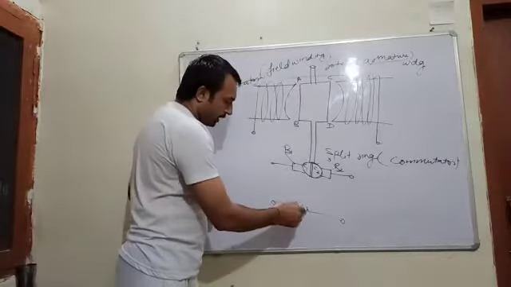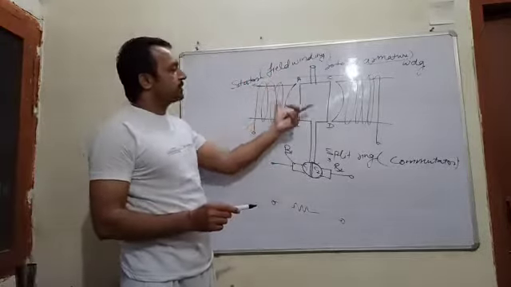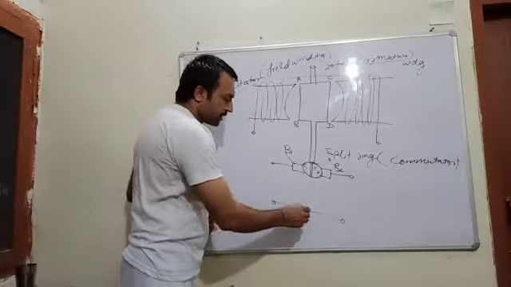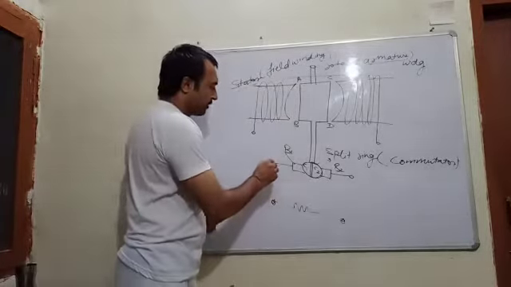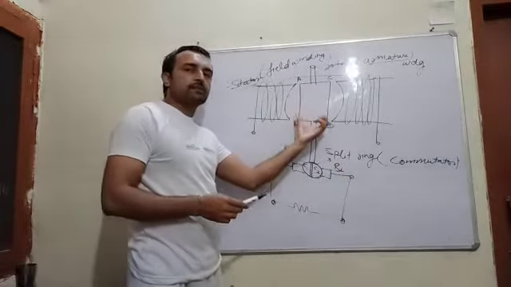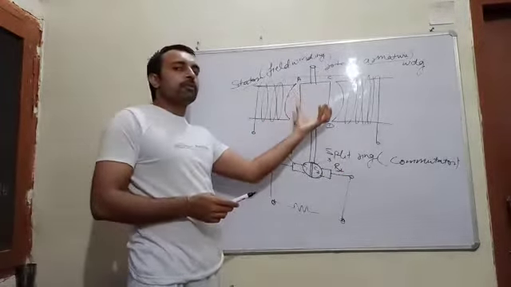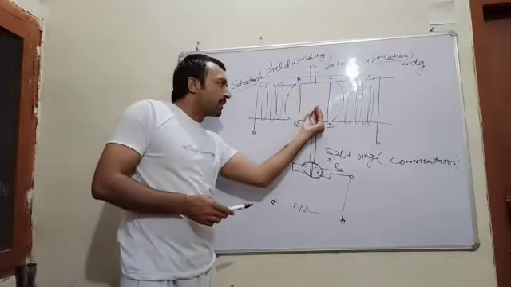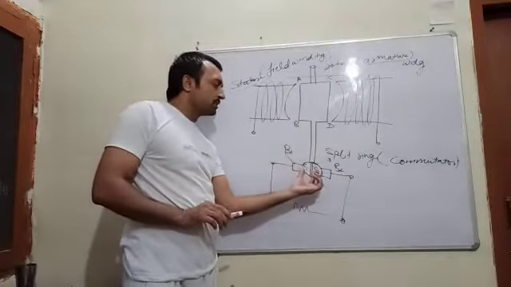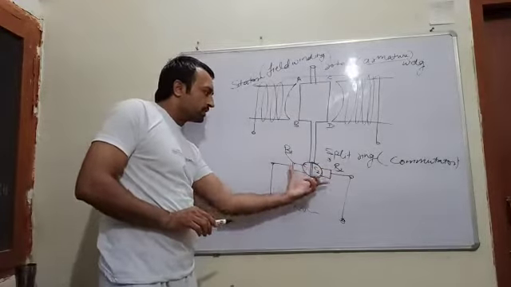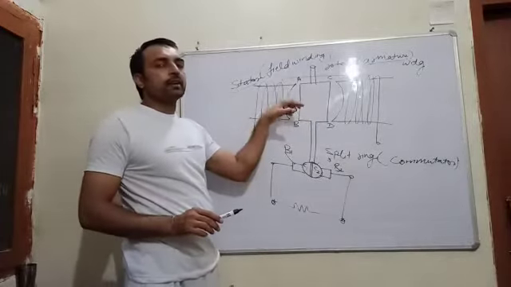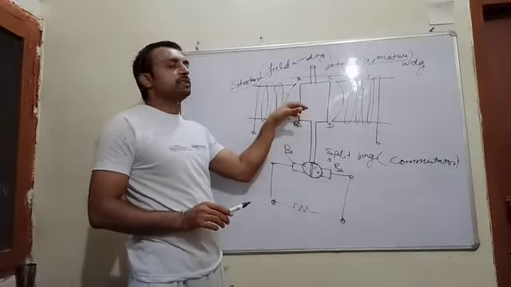Now if the DC machine is working as DC generator, in that case this winding will be connected here and it will work as generator, means electrical power will be induced in the armature winding, that will be collected by this C1, C2, and then through the brushes this power will go to electrical load. In that case this machine will work as electrical generator or DC generator.